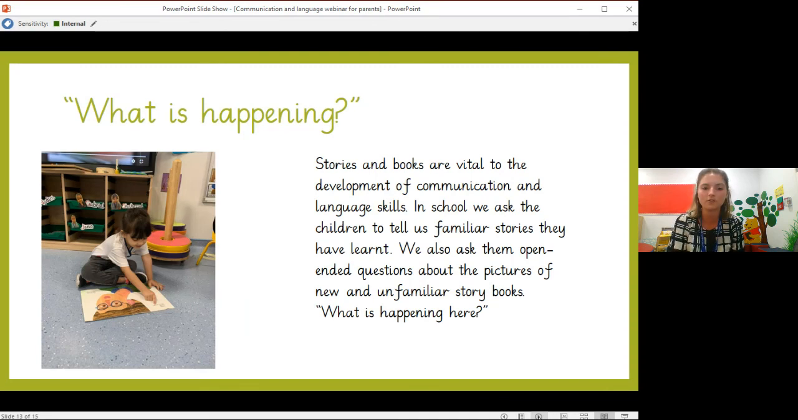Just like Miss Megan spoke about open-ended questions, asking questions like "What is happening?" allows them to give any answer that they think is correct, or they might want to give a silly answer because that's how they would like the story to happen.